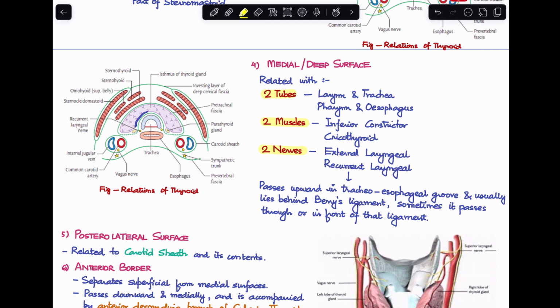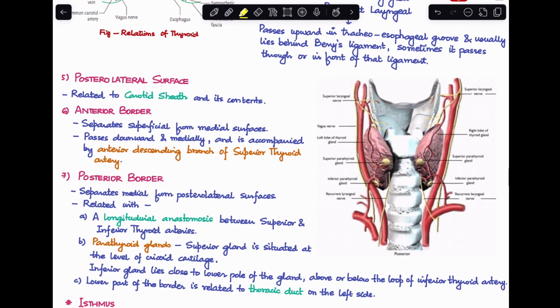Next is the posterolateral surface. If you see in the image over here, this is the posterolateral surface. And as you can see here, the posterolateral surface is related to the carotid sheath and its contents. This is the carotid sheath in relation with the posterolateral surface. Next, coming to the two borders. First is the anterior border. Now, the anterior border is the border which is separating the superficial surface from the medial surface. So, in this anterior border, what we are able to see is that it is accompanied by the anterior descending branch of the superior thyroid artery.